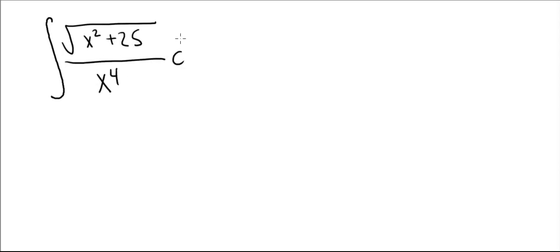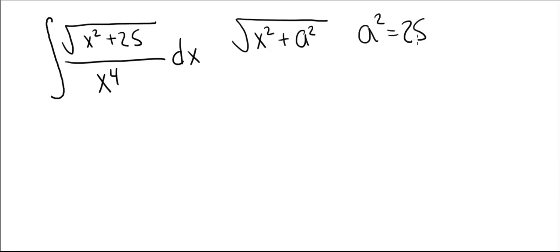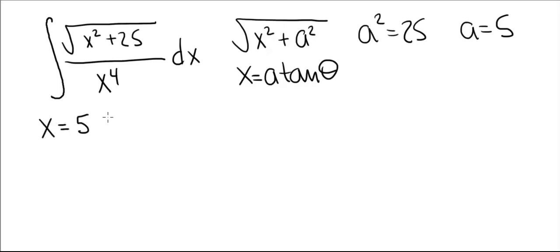We're going to evaluate the integral of the square root of x squared plus 25 divided by x to the fourth using trigonometric substitution. Now, the type of integral we have contains the square root of x squared plus a squared. So we match a squared to 25 and take a to be 5. The type of substitution for such a radical is to let x be a times tangent of theta. So in our case, we're going to let x be 5 times tangent of theta.